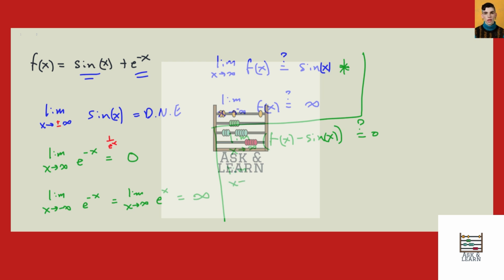So we have the limit as x approaches infinity of, well, f of x was sine of x plus e to the negative x, minus sine of x. These sine of x's cancel out with each other. Then we have the limit as x approaches infinity of e to the negative x. And again, that's 0. So that one checks out. So we know as it goes to infinity, it will be sine of x. Now let's use this information to help us graph it.